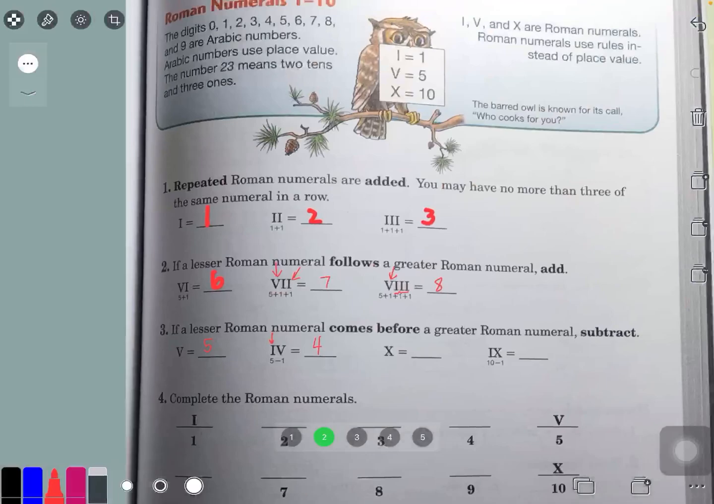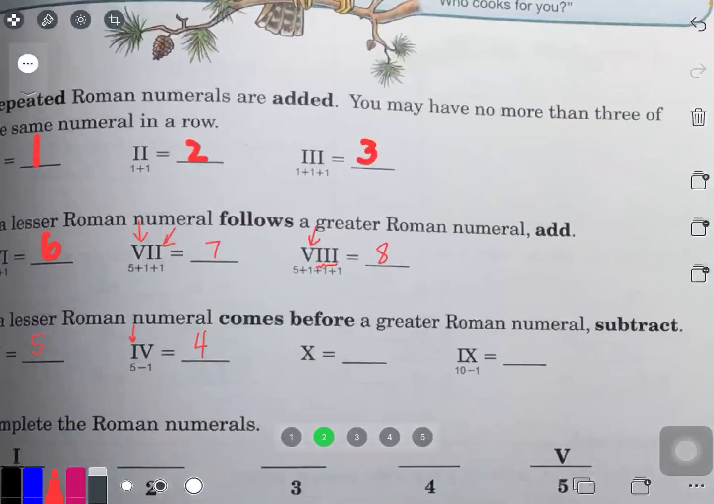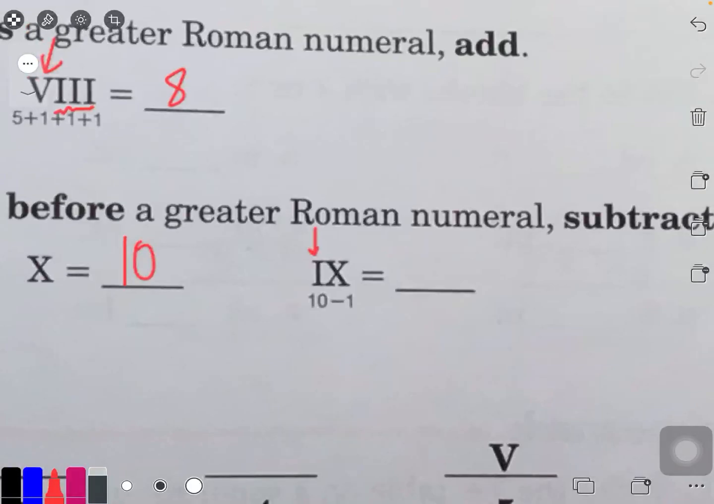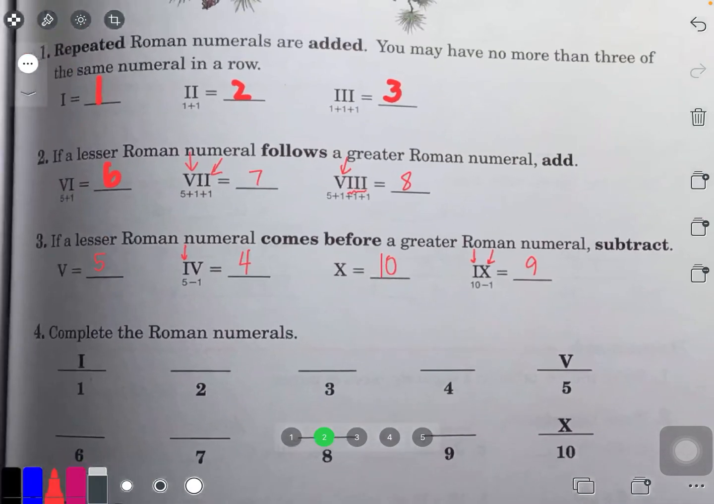X. Now we know X, according to Mr. Owl, is 10. But here, we've got the little brother in front, and the big brother says, hey, go to the back. So that's 10 take away 1, which we know is 9. Excuse me.